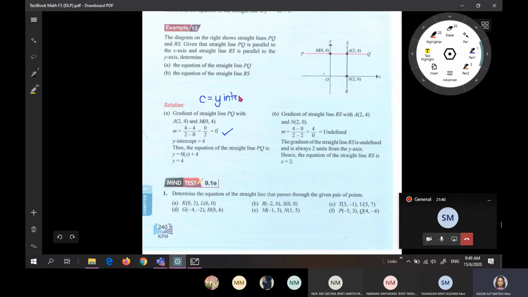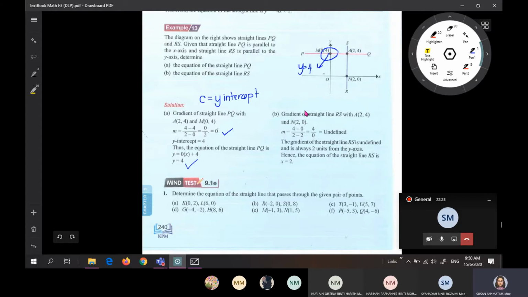And because you are also given a diagram which clearly shows you that this line PQ crosses the y-axis. So when it crosses the y-axis, what's the point here? What's the value of y? The value of y is already given, which is 4. So that means the y-intercept is equivalent to 4. In this case we can just put the values in, but because the gradient is 0, 0 multiplied by x goes off, so the answer will be y equivalent to 4.